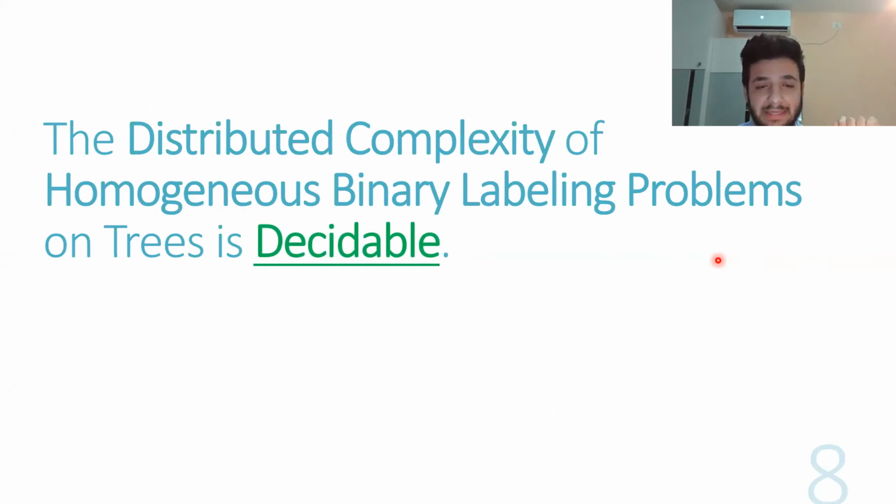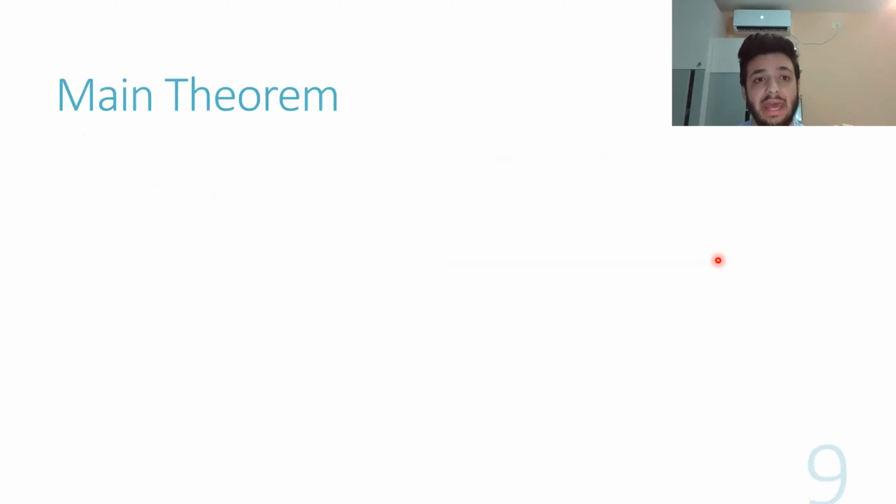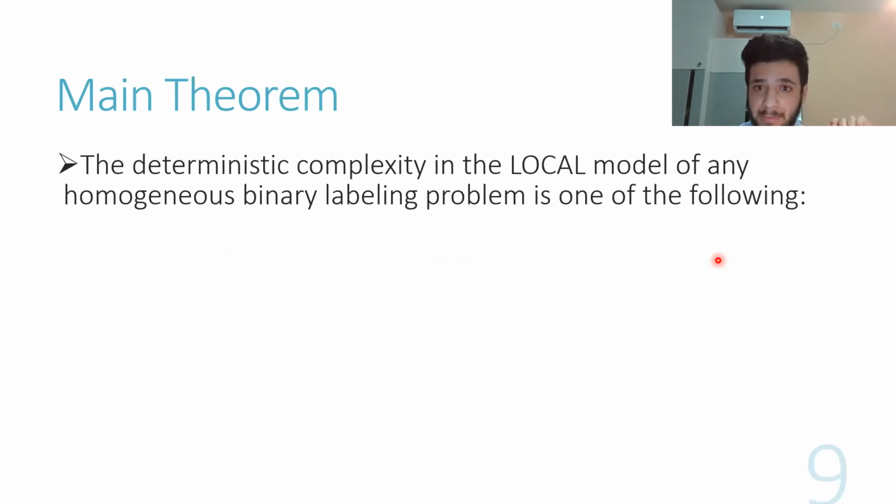And now I'm getting to our main theorem. What do I mean by decidable? The main theorem is as follows: the deterministic complexity in the LOCAL model of any homogeneous binary labeling problem is one of the following. Either it's O(1), and then from O(1), we immediately jump to Θ(log n) with nothing in between.